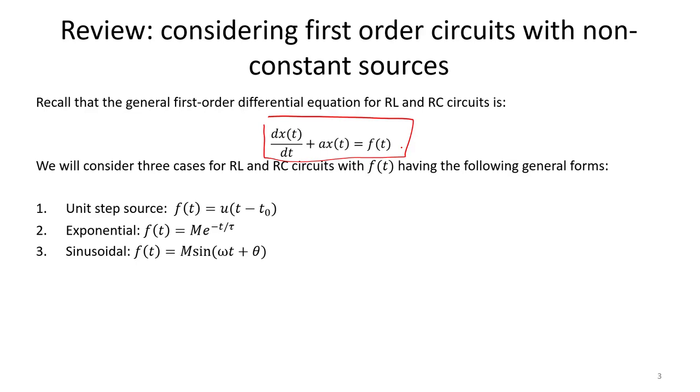And for this class, we consider three cases for RL and RC circuits. We consider the case where we have a unit step or constant source. We consider the case where we have an exponential source. And finally, we consider the case where we have sinusoidal sources.